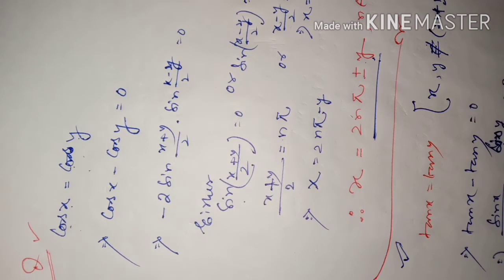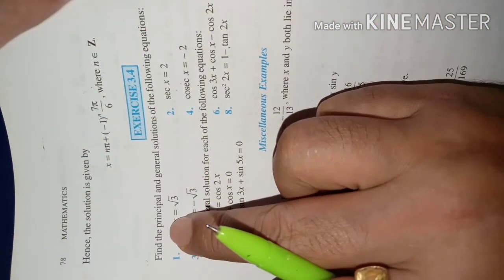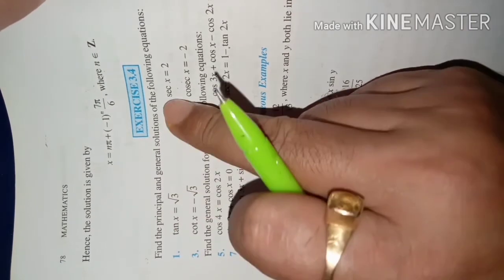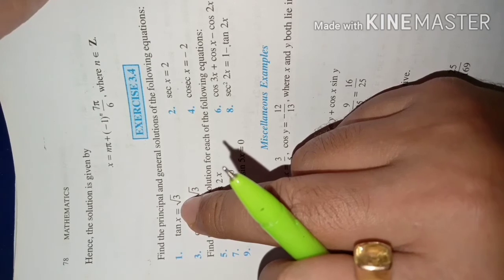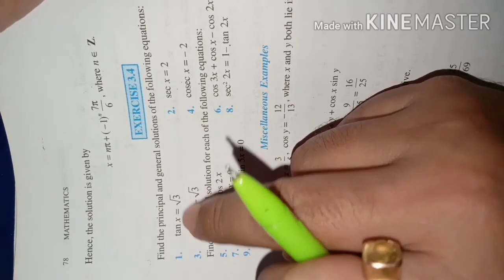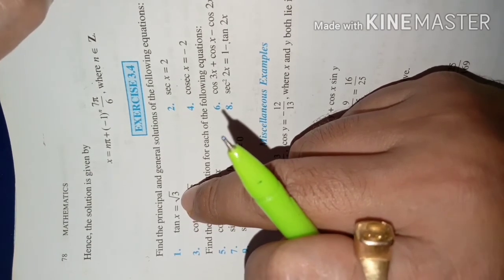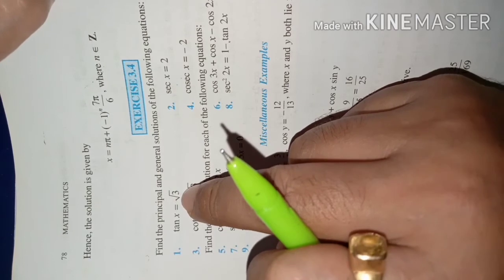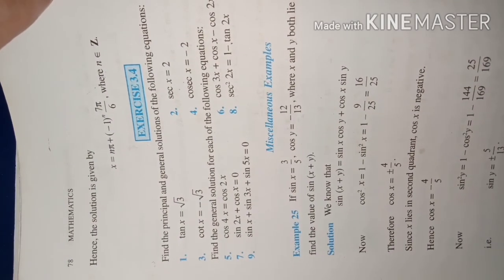Okay, dear students, let us take exercise 3.4, question number 1. Here you are asked, find the principal and general solutions of the equations. For principal solution, we need to look for the solution of this between 0 and twice pi. It can be equal to 0 or greater than 0, but it is always less than twice pi. Okay, that is principal solution. And general solution, just now I told you how to write the general solution.